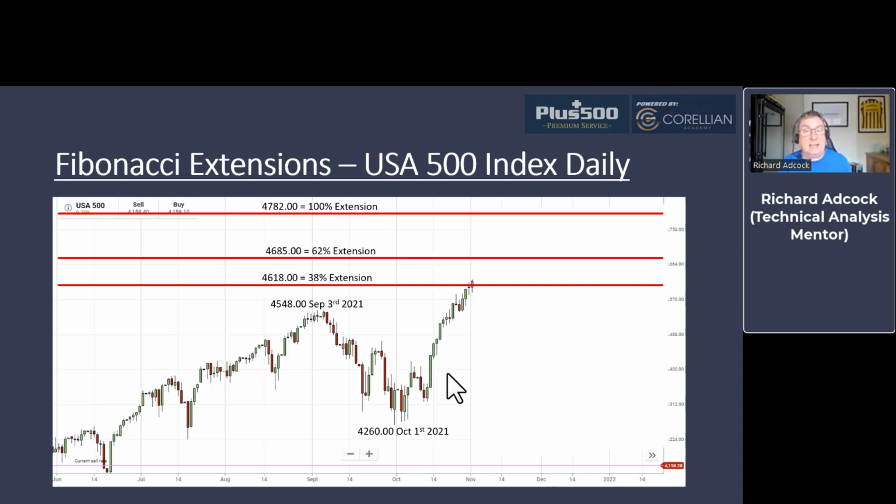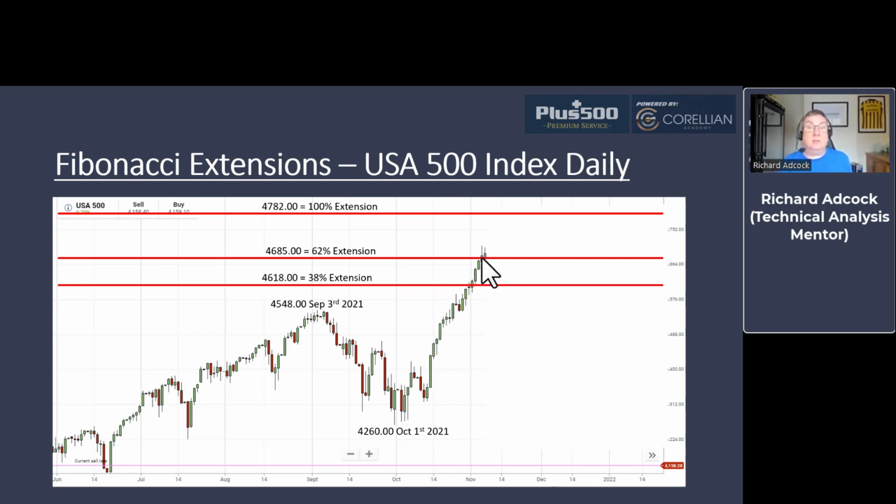And we can do exactly the same thing with the market trading in new all-time highs, to project the market and highlight the potential resistance levels. But if we do start to break these extension points, the potential and the risk is that we would then move towards the next extension point. So when we started to see, in early November, a close above the 38% extension point, we would have the 62% extension at 4685 in mind as the next possible resistance area, even though we're trading within uncharted territory and making new all-time highs.